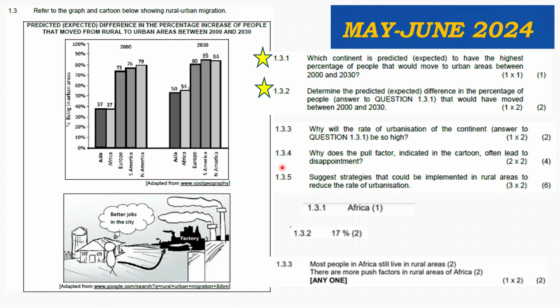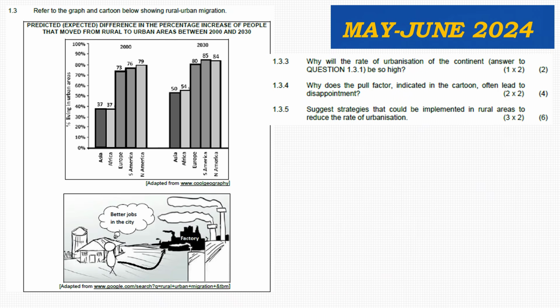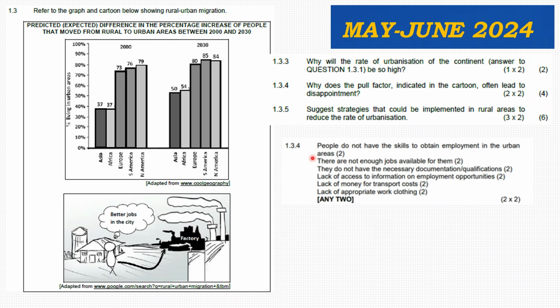1.3.4. Why does the push factor indicated by the cartoon often lead to disappointment? Remember, I spoke about expectations, what people expect when they get to the city, and the realities are not always the same. It says here, people do not have the skills to obtain employment. This guy here wants to move to the urban area, but you'll find that he doesn't have the skills required to be competitive in the job market. So his reality won't be the same. He thinks he's going to get better job opportunities, but maybe he doesn't even have skills for employment.